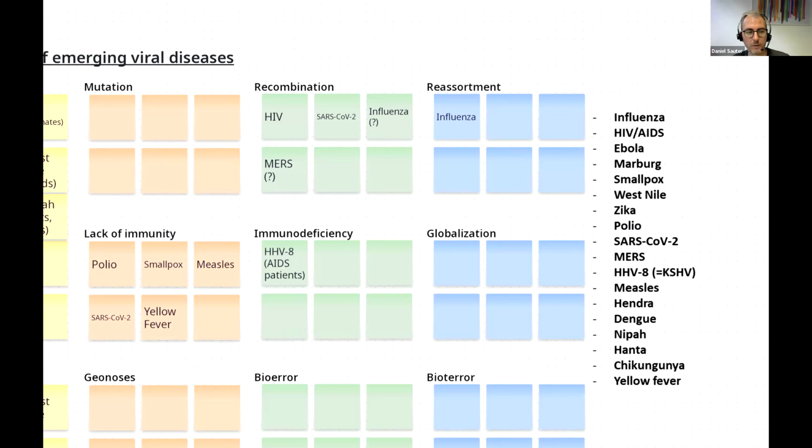So polio, smallpox, measles. Smallpox has been eradicated, but it's still kept in two laboratories in Russia and the US for research reasons. So if it re-emerges, the population may not really be protected anymore. I think in most countries, vaccination campaigns ended at the end of the 70s. And polio, we are trying to eradicate it, but we haven't reached this goal yet. So there are still polioviruses circulating in some countries.